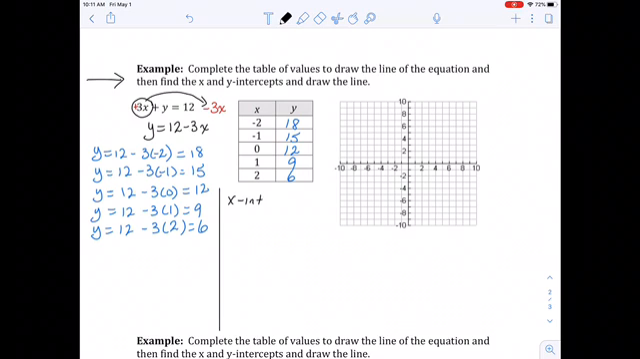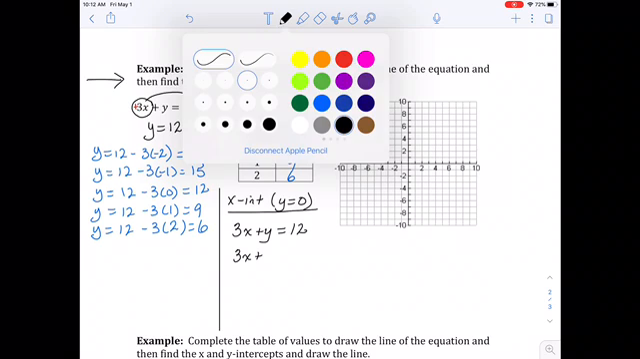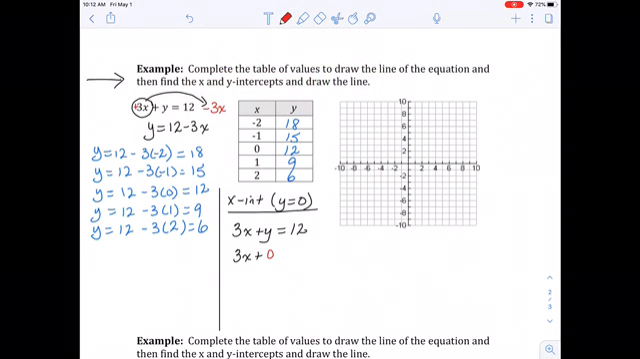If I want to find my x-intercept, what do I do? I let y equal 0. I set that equal to 0 in my equation. So I'm going to write my equation down. I've got 3x plus y equals 12. So when I substitute in my 0 for y, we get 3x plus 0, and that's all equal to 12.